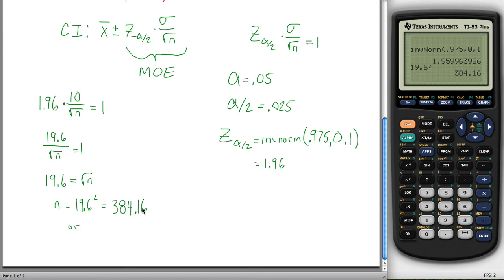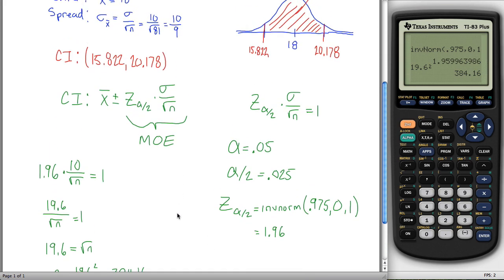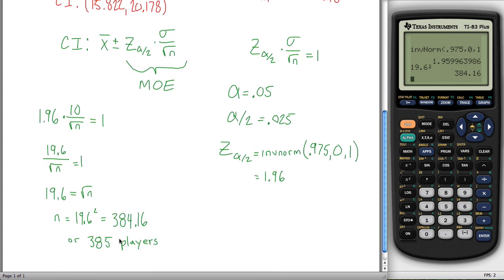You can't have 384.16 people, so I guess you'd need 385 players to make sure that our margin of error is at least that small. So if I wanted my margin of error to only be 1 inch, instead of looking at 81 players like I did, I'd have to look at 385 players. So this right here is my final answer, and that is the end of this problem.